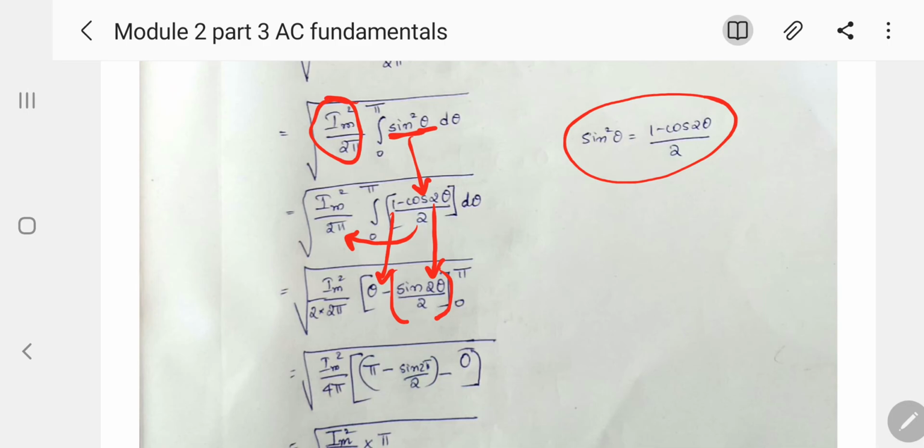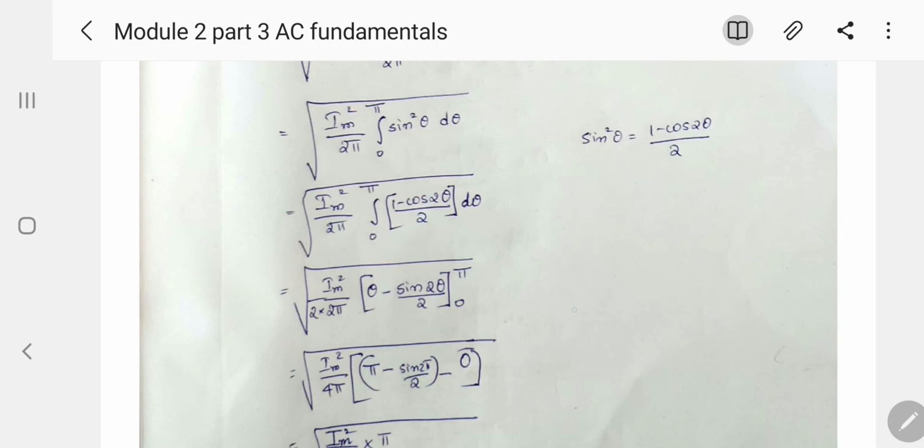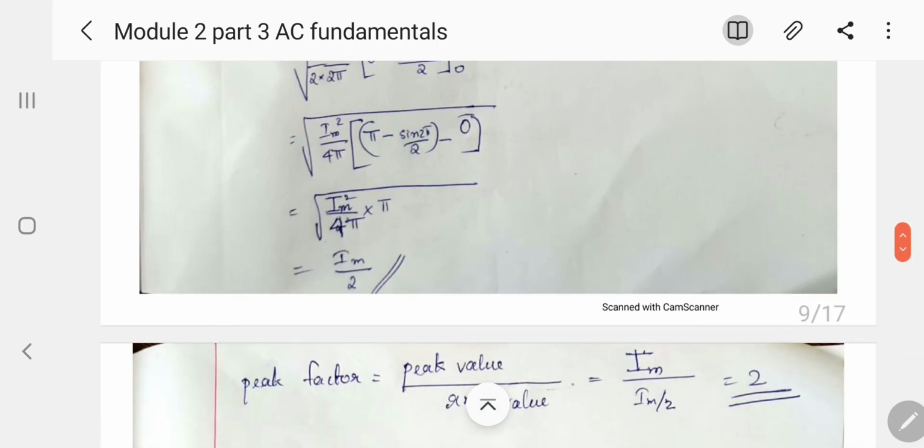Okay, now we are going to put the limits. First we put the limit pi and secondly the limit 0, and your equation becomes Im squared by 4 pi into (pi minus sin 2 pi by 2) minus the value at the limit 0, where all the values become 0. Here sin 2 pi is 0, so the only value remaining is pi. Pi and pi get cancelled and the remaining expression is Im squared by 4, which when taken outside the root gives the answer Im by 2.